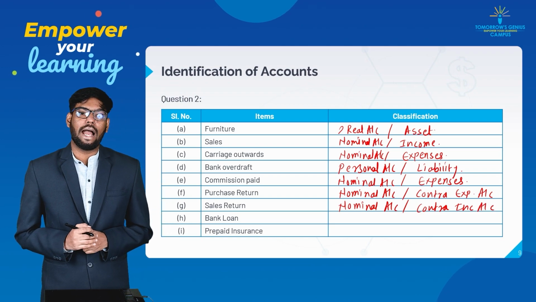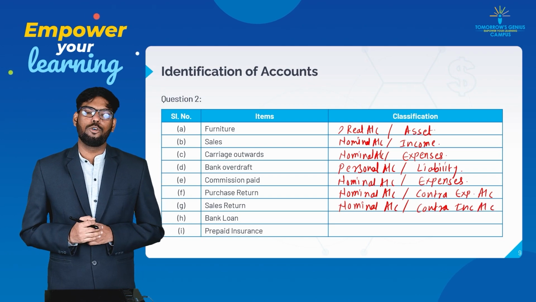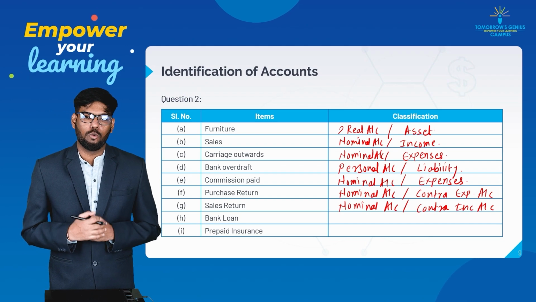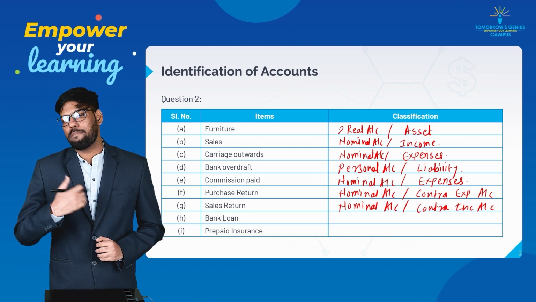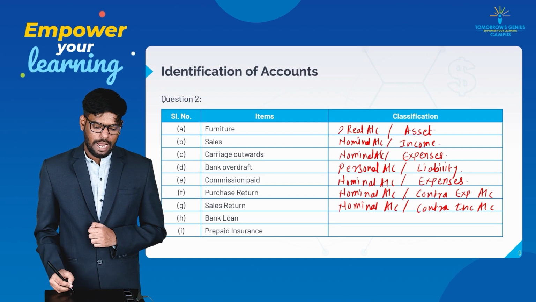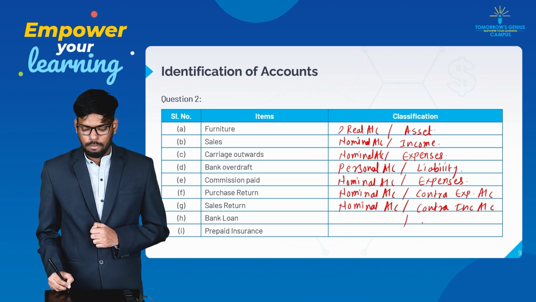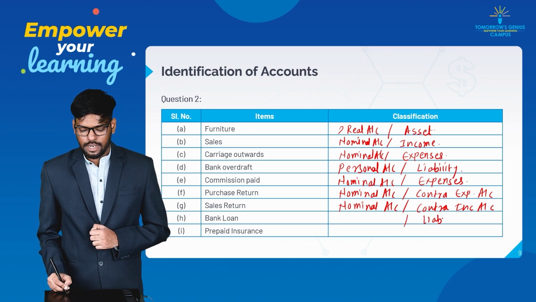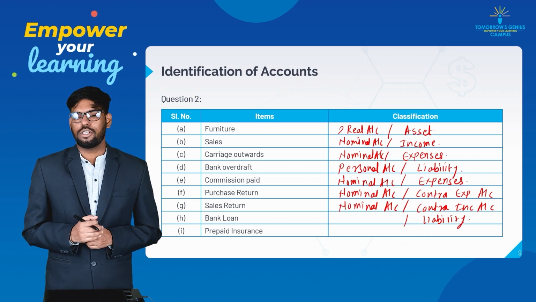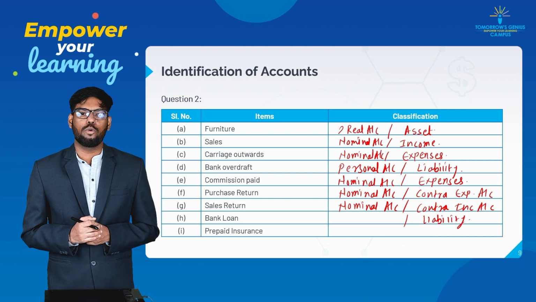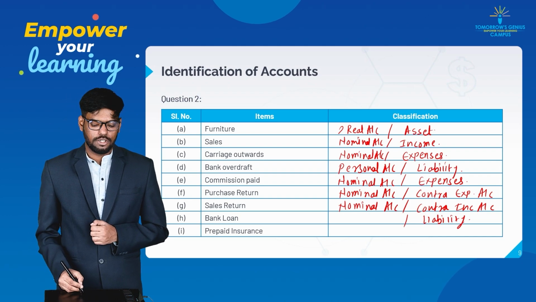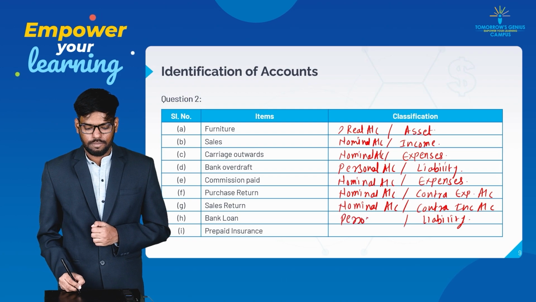The next is a bank loan. So the bank provides a loan to you. If the bank provides a loan to you, you have to repay that after some period of time. So bank loan is your liability, right? So that will be categorized as a liability, right? And bank loan, you are a natural person borrowing a loan from a bank, so that will be considered as your personal account.